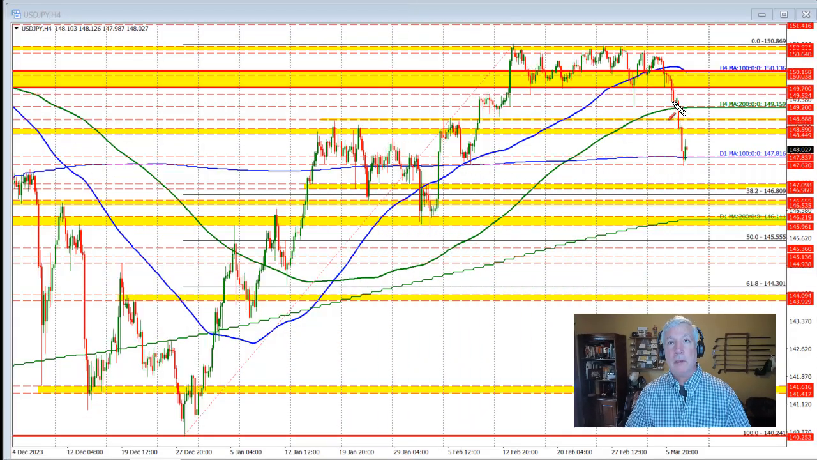As we head toward the end of the U.S. trading day and look toward the Far East trading day, the Asian Pacific trading session, I thought I'd take a look at the three major currency pairs, the dollar versus yen, the Aussie versus U.S. dollar, and the New Zealand versus U.S. dollar, and what the technicals are saying for each of those currency pairs. So let's get started. We saw the dollar versus yen.